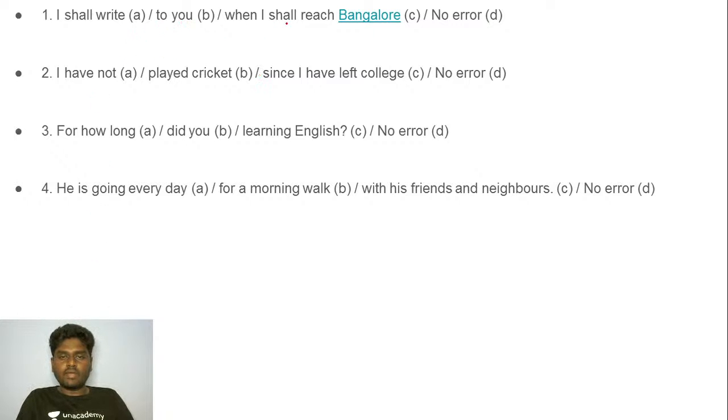I shall write to you when I shall reach Bangalore. What is the error which you have? Definitely, if you see the term shall, this has been quite a bit redundant. It's been used often. So remove this term shall. So it should be like, I shall write to you when I reach Bangalore. So the error is with option C.